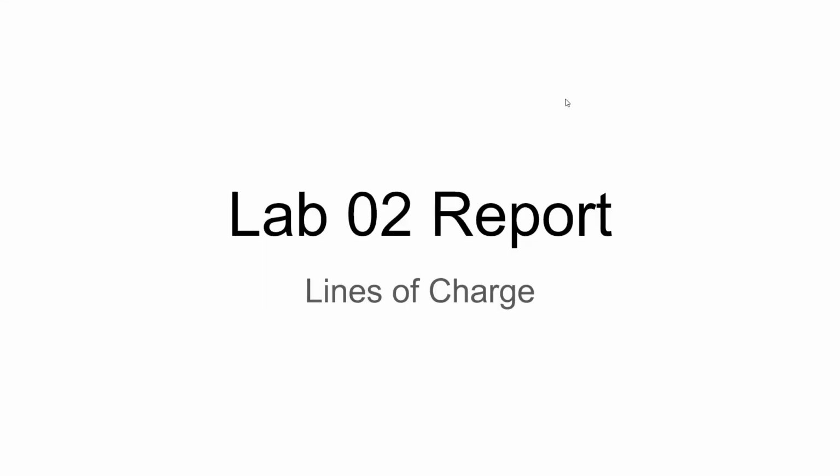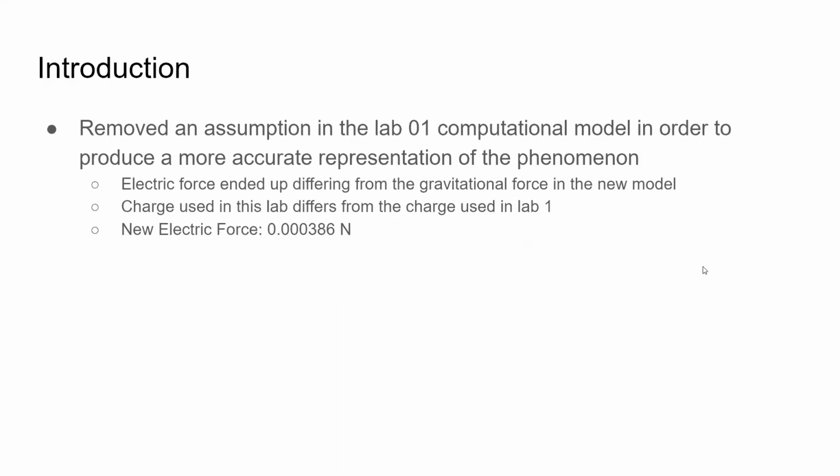Okay, this is lab report two, lines of charge. Just to introduce this lab, the main thing that happened is we removed an assumption in the lab one model in order to produce a more accurate representation of the charged tapes phenomenon. It was found that the electric force ended up differing from the gravitational force.